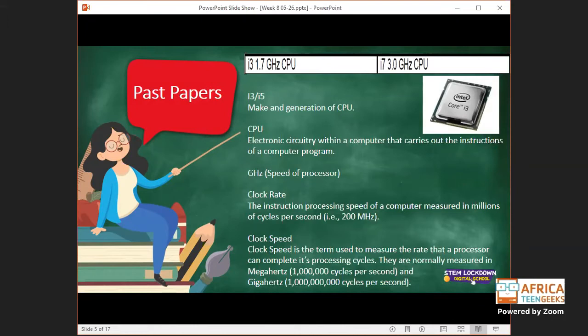Okay, so then after the i and the 3 or the 7 or 5, you get to the 3.0 or the 1.7. Now that's the speed it works at. So that's the speed of the processor.